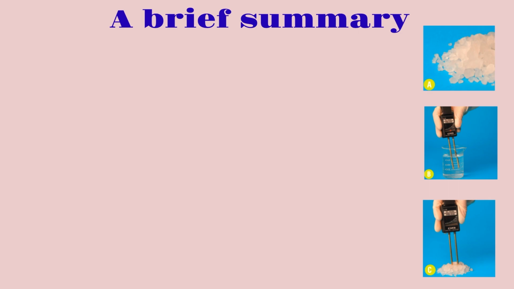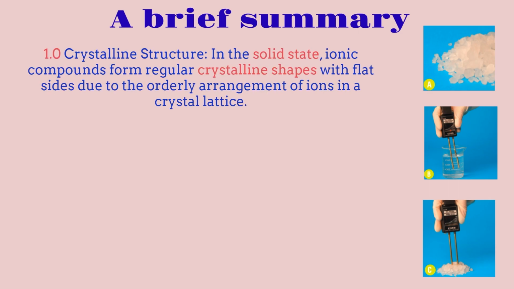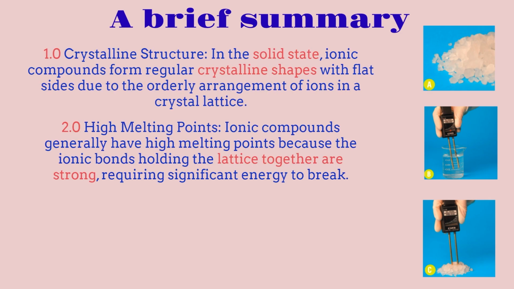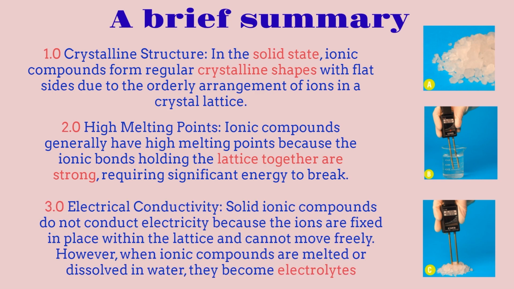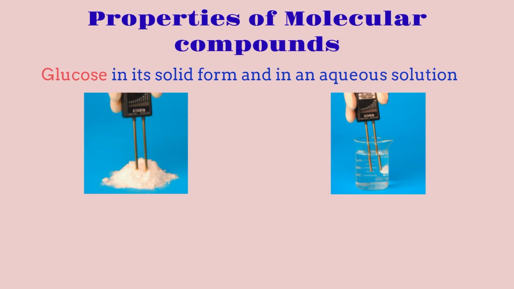So for a brief summary of the ionic compounds, they all have crystalline structures, they all have high melting points, and they all also conduct electricity when dissolved. So that summarizes everything for ionic compounds. And now let's move on to molecular compounds. The example that we're going to use is glucose.